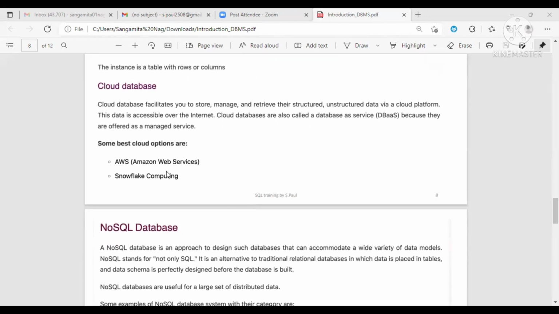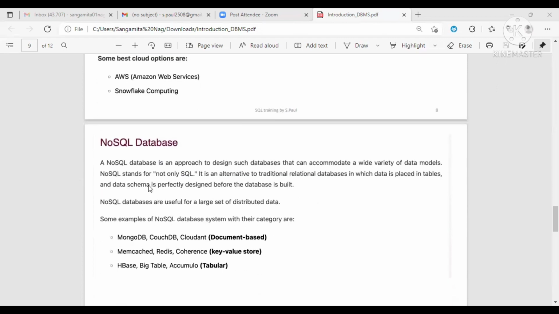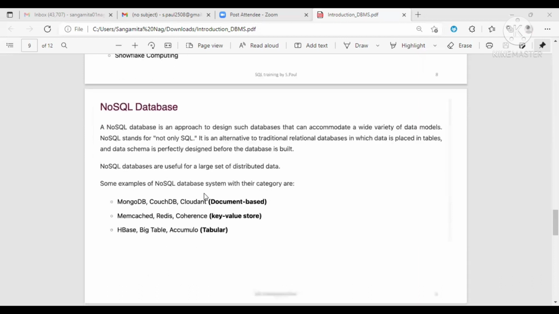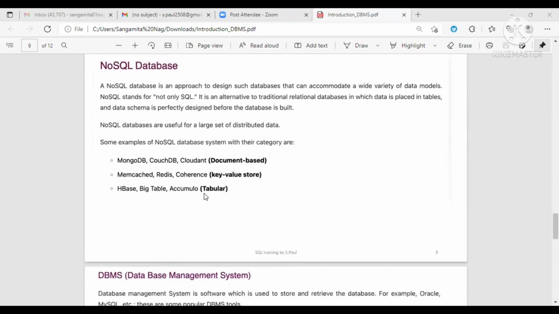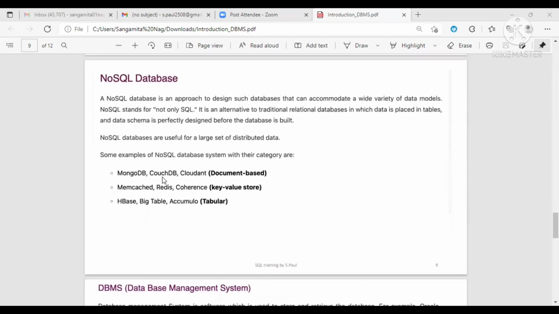So this was cloud databases. And then the last type of database is NoSQL database, which is currently picking up in the market. These companies are starting to adopt this NoSQL database. They're trying to explore and see how they can use it for their benefit. All right. So these are some examples of NoSQL databases.